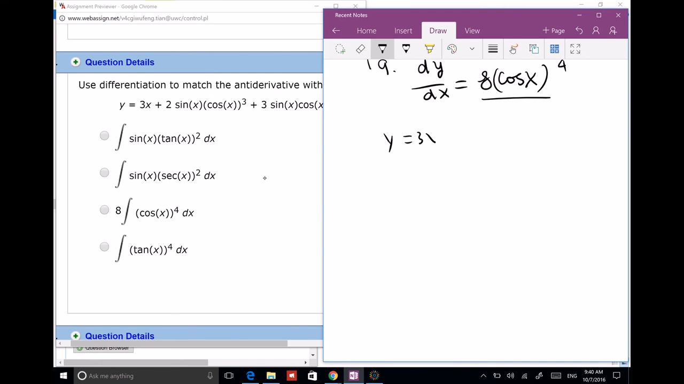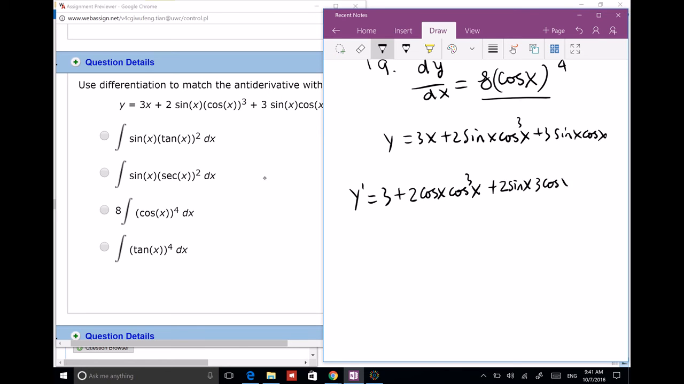Y equals 3x plus 2 sine x cosine x cubed plus 3 sine x cosine x. So y prime equals 3, the derivative of 3x is 3. And the derivative of sine, product rule, so it's cosine x cubed plus, keep the first one, 2 sine. The second one is 3 cosine squared times the derivative of cosine, which is negative sine.